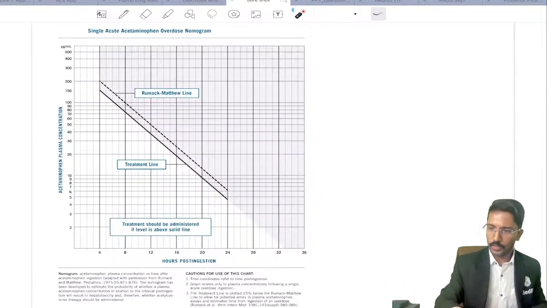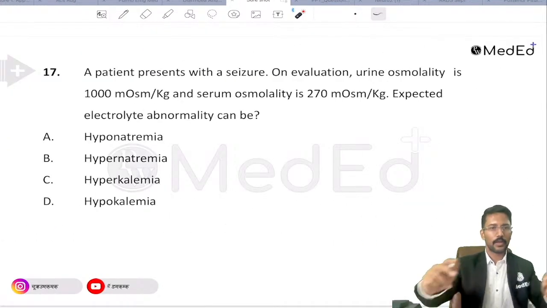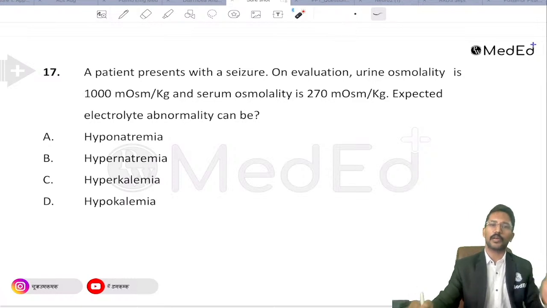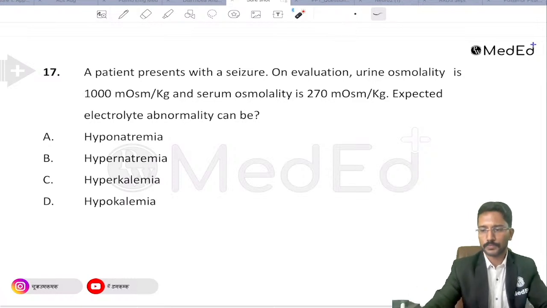Okay, good. Now let me move to the next question. A patient presents with seizure. On evaluation, his urine osmolality is 100 milliosmoles per kg and serum osmolality is 270 milliosmoles per kg. What is the expected electrolyte abnormality in this patient?